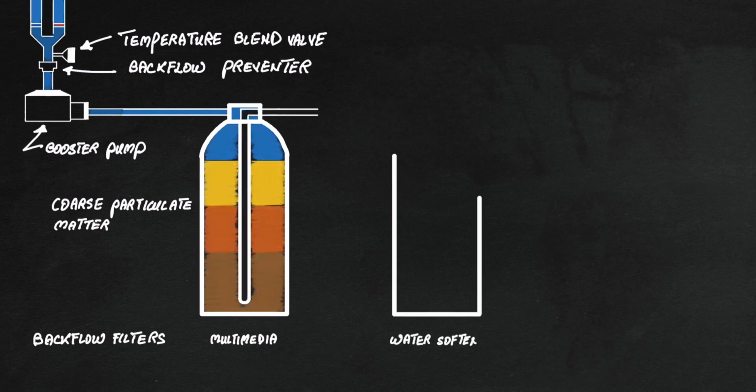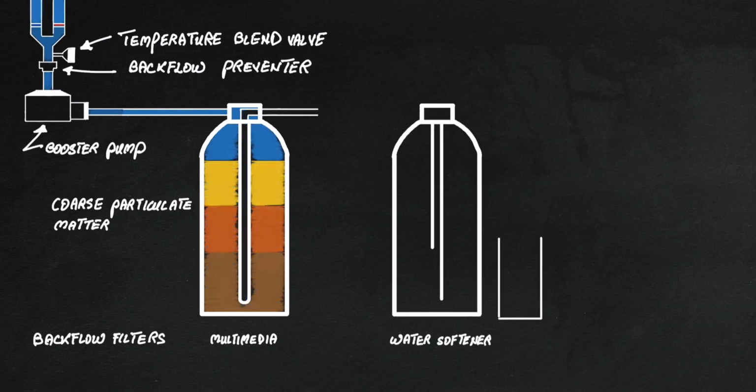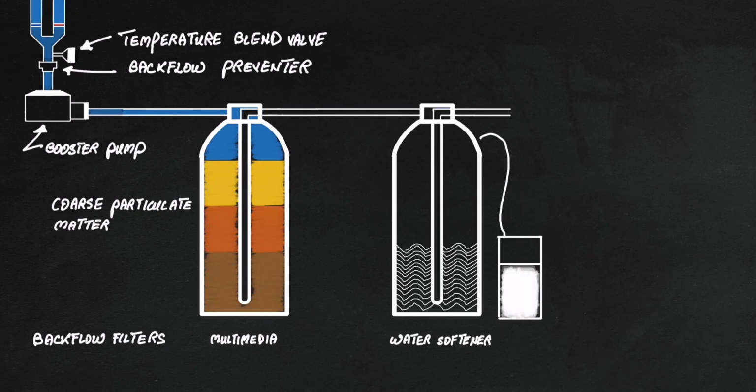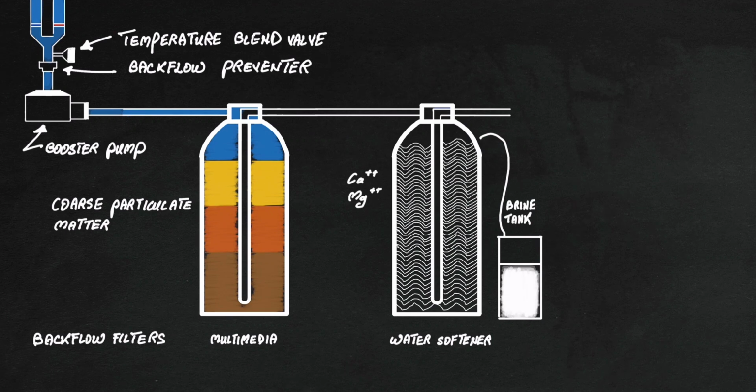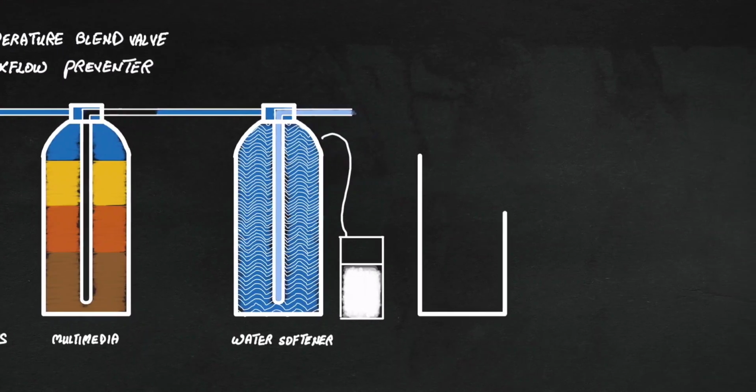Next, feed water is ready for softening. The resin media in these filters bind calcium and magnesium. This is done to prevent scale deposit in the reverse osmosis membrane, as we will see later, which leads to membrane fouling. This softener resin is then regenerated using concentrated sodium chloride solution, or brine.